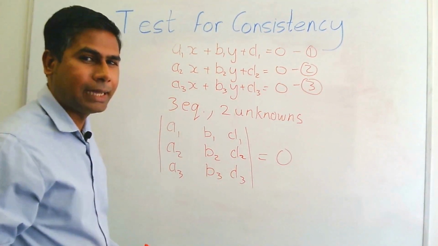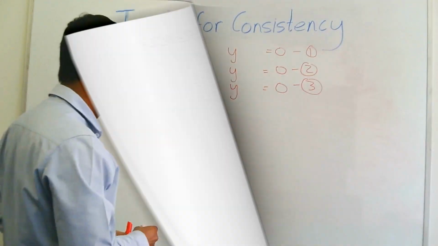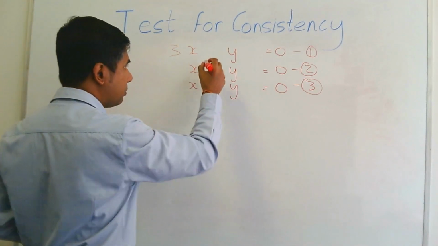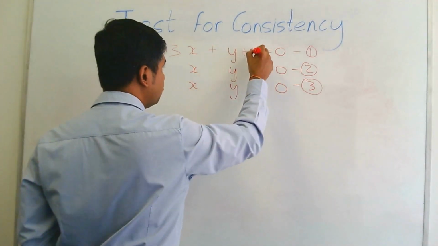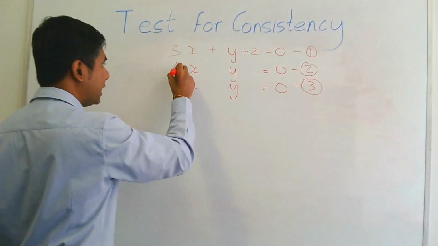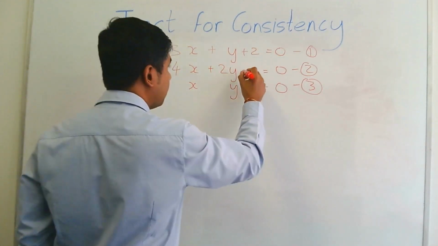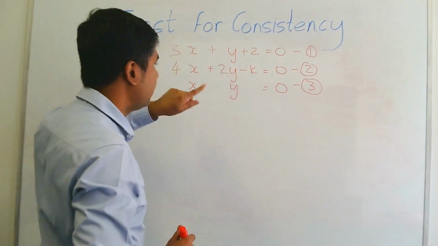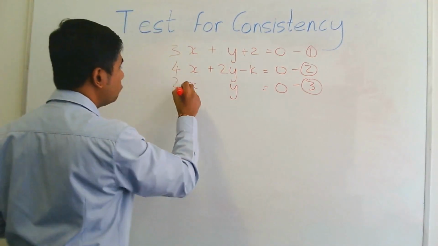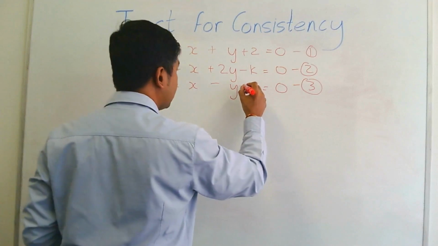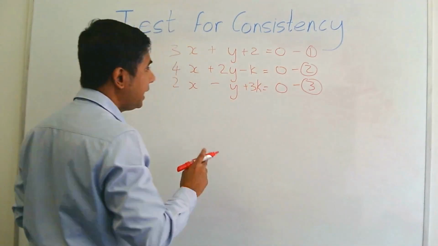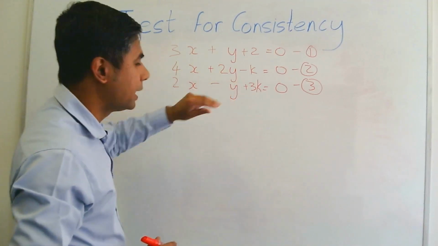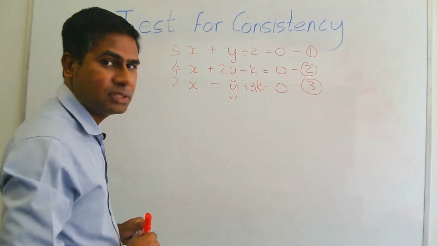Let me illustrate what I mean with a simple example. In this example, in equation 1 we have 3x plus y plus 2, and then we can have 4x plus 2y minus k. This k is what we'll be calculating. We'll be finding a value of k that makes the system consistent. And then we have 2x minus y, and then plus 3k. So k is not a variable. It's just a constant that we're going to be calculating such that this set of equations is consistent.